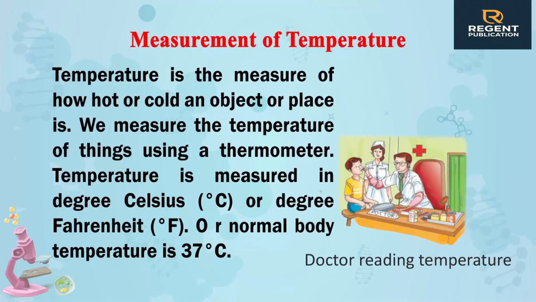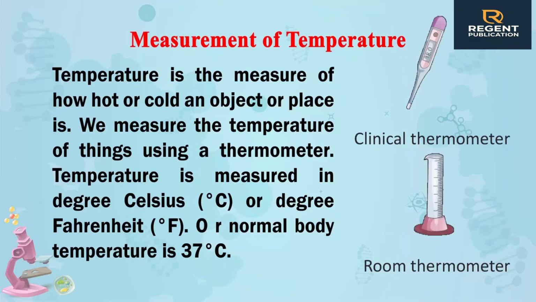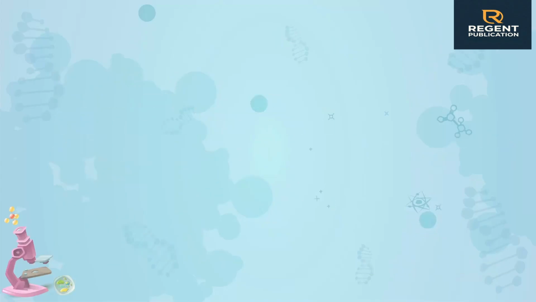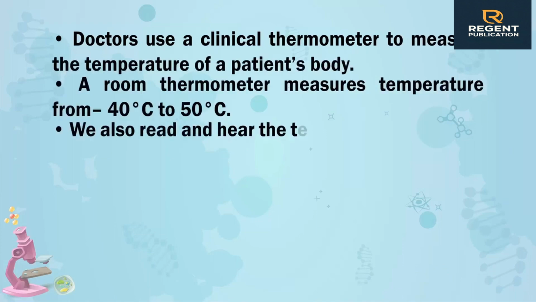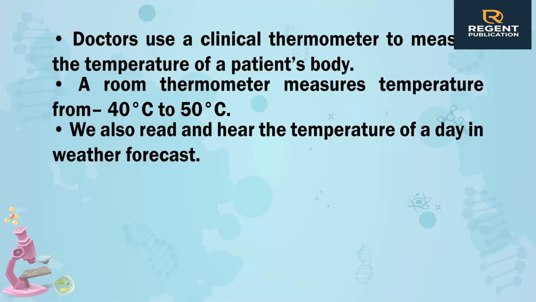Doctor reading temperature, clinical thermometer, room thermometer. Doctors use a clinical thermometer to measure the temperature of a patient's body. A room thermometer measures temperatures from minus 40 degrees C to 50 degrees C. We also read and hear the temperature of a day in weather forecast.